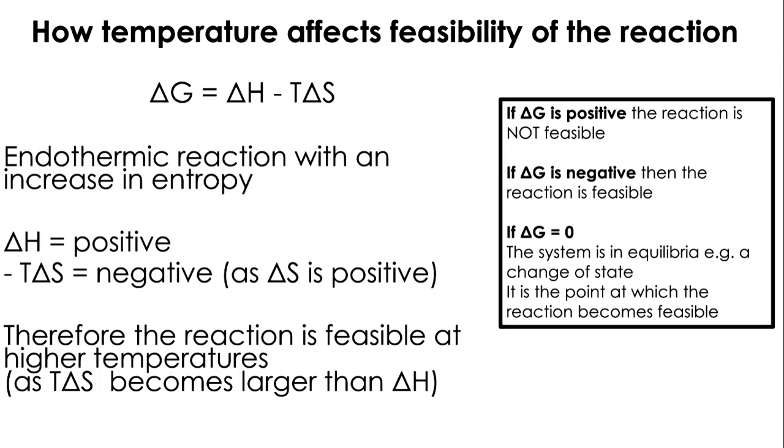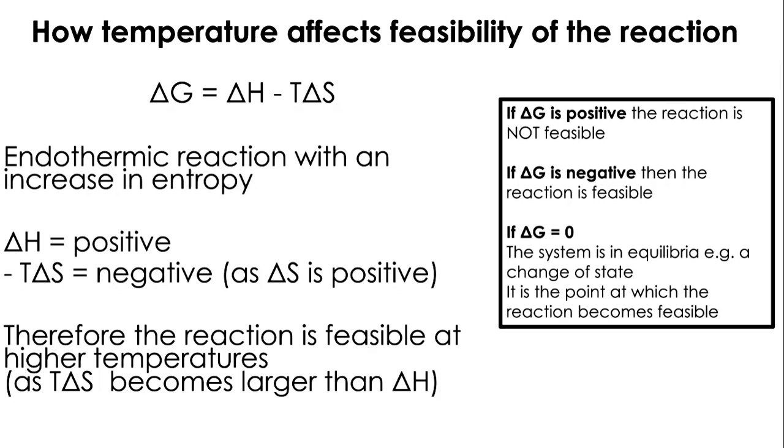So if I've got an endothermic reaction, but an increase in entropy, then my delta H term is going to be positive. But because delta S is positive, the minus T delta S is going to be negative. So what we want here, because we want the overall expression to be negative, we need the minus T delta S to be bigger than the delta H, because that's the only way that delta G is going to be negative overall.